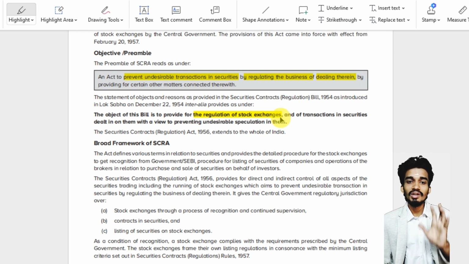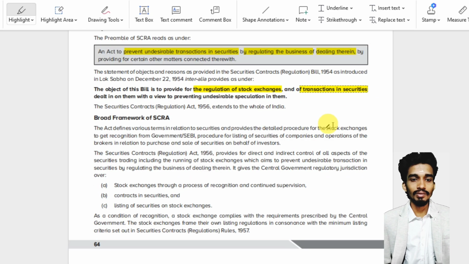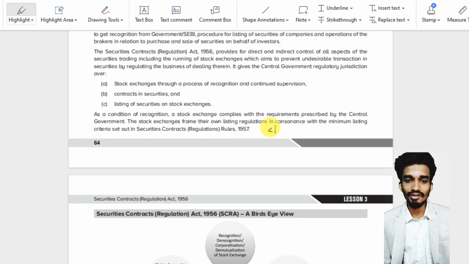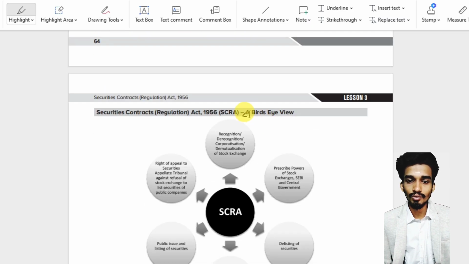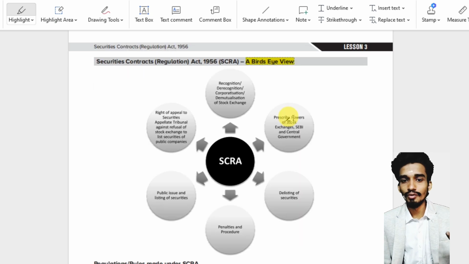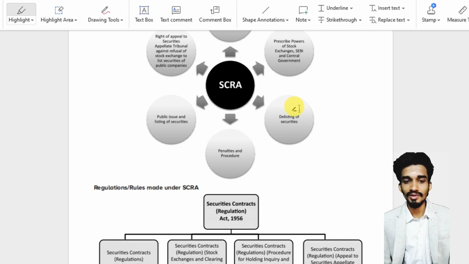So it is not only the securities; it also regulates the stock exchanges by providing various rules and regulations for them, by providing the criteria, eligibility, etc. So it is regulation of stock exchanges as well as the transactions in the securities in the stock exchanges. Okay, that is all about your introduction part and a bird's eye view. This bird's eye view covers the entire chapter in a few points. We can cover the later part after completing the chapter.